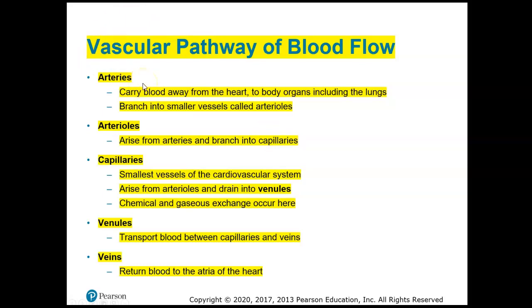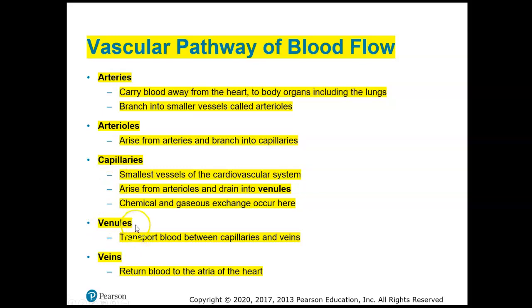Now, blood flows away from the heart through arteries. They branch into smaller arterioles. Arterioles branch into the smallest blood vessels called capillaries, and this is where the capillaries deliver nutrients and oxygen to the tissues and remove waste and carbon dioxide. So basically, capillaries are the site of gas exchange and the exchange of other chemical substances.